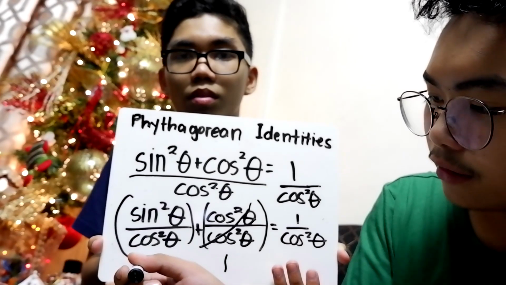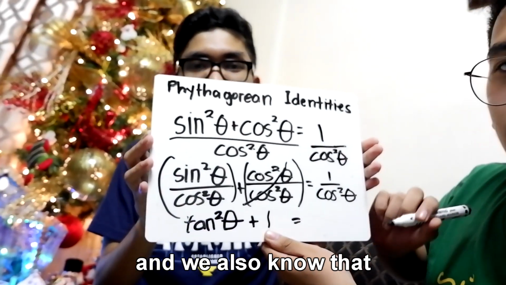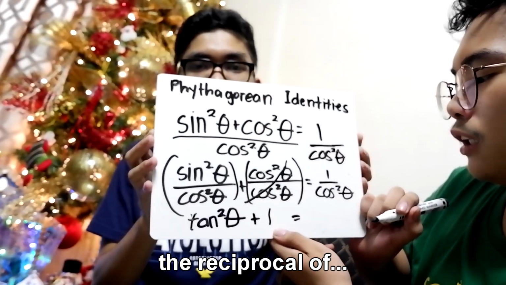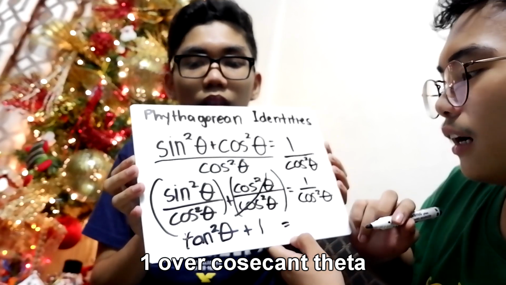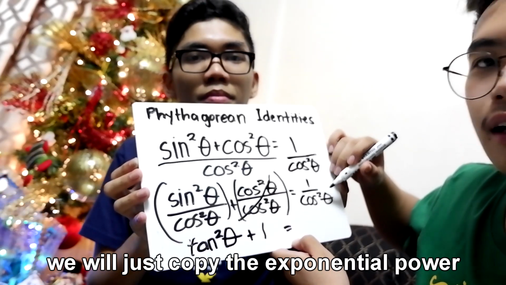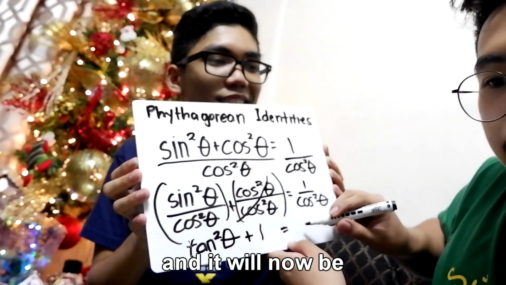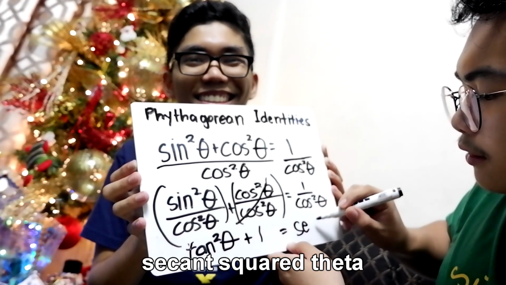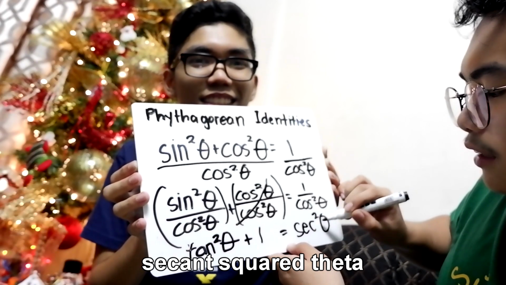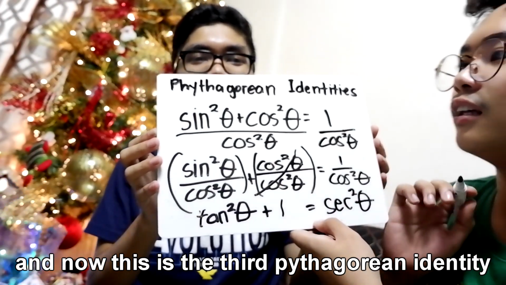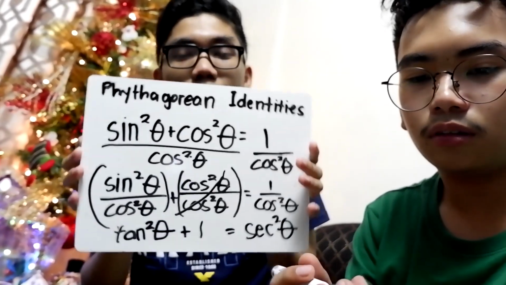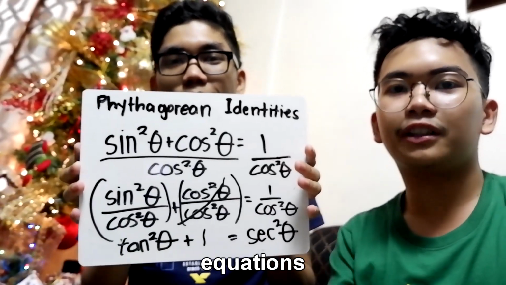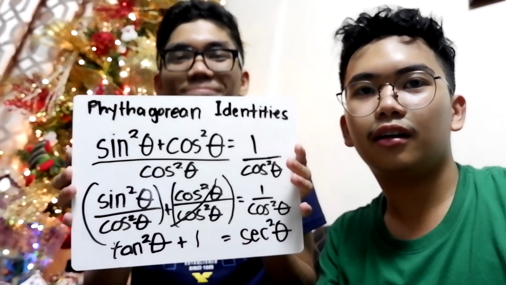Let me write it first. Yeah, there you go. And we also know that the reciprocal of cosine theta is secant theta, so 1 over cosine squared theta, since this is squared, we just copy the exponent, and it will be secant squared theta. And now this is the third Pythagorean identity, and we're going to use these three identities to simplify and solve Pythagorean equations and expressions. And we're going to be back.